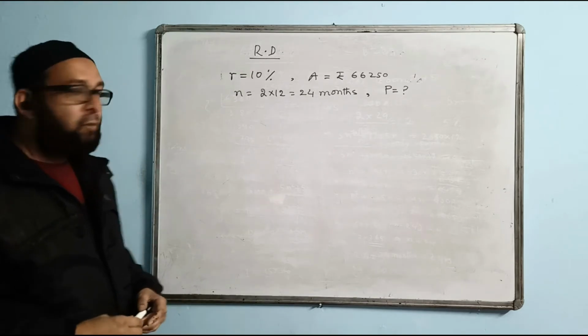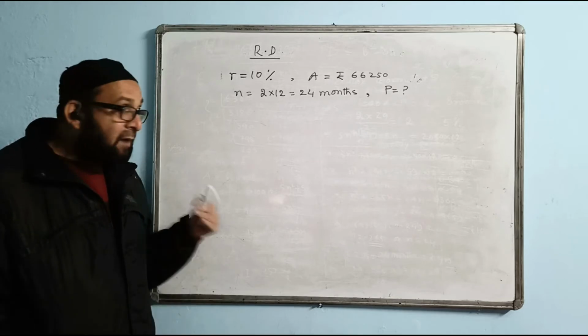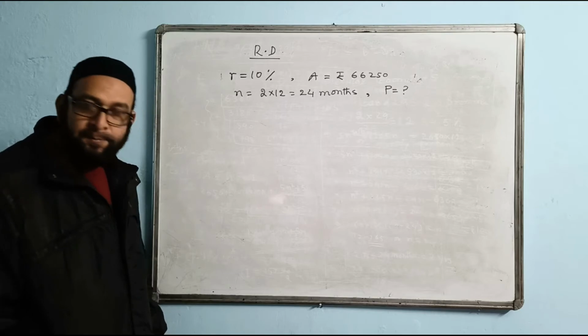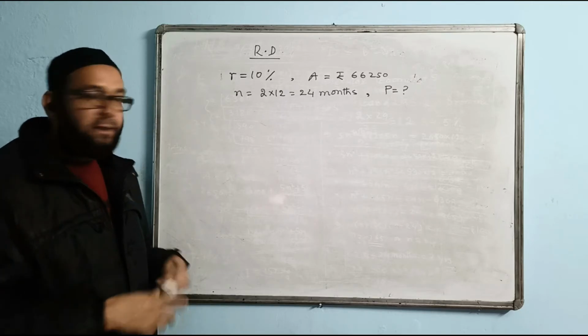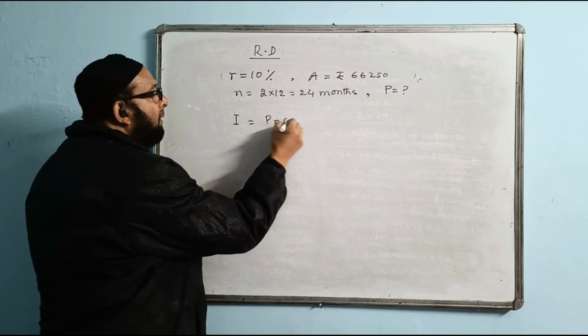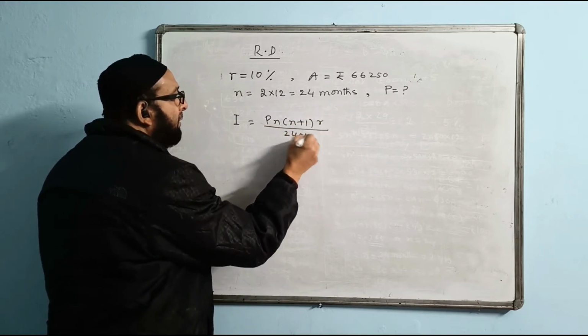Then start now. Please start in the same way I have already taught, so please try and calculate. Start with the formula of I, interest. Write down the interest formula, you know, P n plus 1 R by 2400.